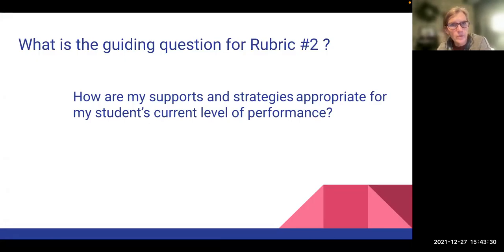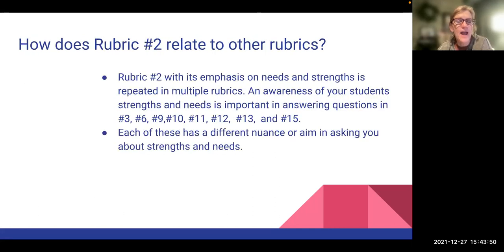The guiding question for rubric 2 is, how are my supports and strategies appropriate for my students' current level of performance? Now you see that rubric 2 asks about strengths and needs, but in light of the questions of rubric 2, really it's strengths and needs in regards to performing on the academic task at hand.